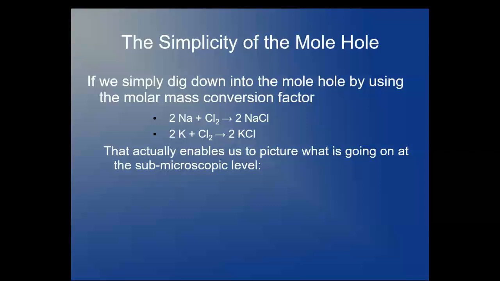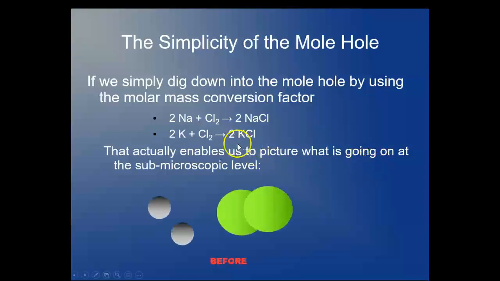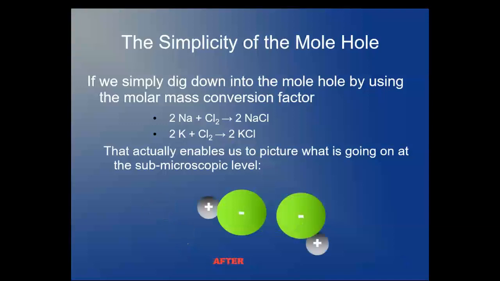And this actually enables us to picture in this family what is going on at the sub-microscopic level, below the level that we can actually see anything. We can imagine this going on. There's 2 atoms of either potassium or sodium reacting with 1 molecule of chlorine, and that's before the reaction. The reaction occurs, there's a huge flame, and now we've got 2 moles of either sodium chloride or potassium chloride, depending on which metal we may be using.